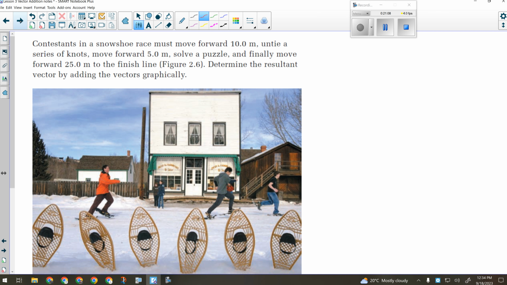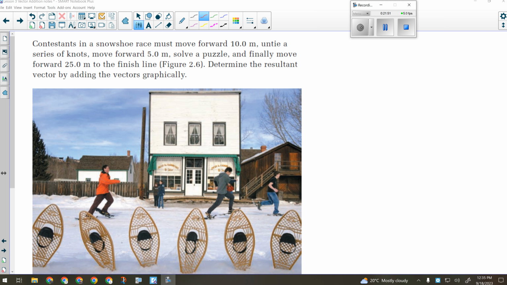All right, give this one a try. These people live in the most boring village in the entire world. They're in a snowshoe race where they move forwards 10 meters and untie a series of knots. And then they move forward 5 meters and solve a puzzle. And then they move 25 meters forward to the finish line, because reasons. Yep, it's all forward. Show your calculation of their overall displacement. I actually want the vector diagram drawn here, which is going to be super easy. I'll give you like 15 seconds.